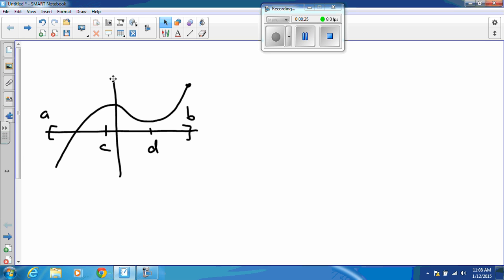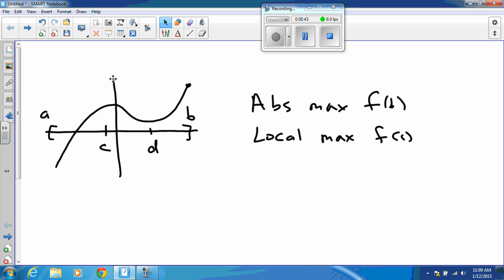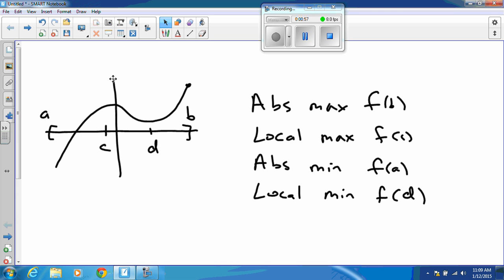Okay. Here is a curve that exhibits some of everything. We have an absolute max, which is f of b, the largest value. And we have a local max, which is f of c, just like that. We have an absolute min, which is f of a, and we have a local min, which is f of d, just like that.